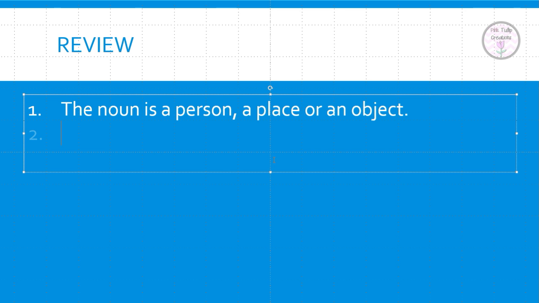And our next success criteria, or part of success criteria number 2, was that you can recognize the noun in a sentence. So that means that if I write a sentence, you can straight away tell me what the noun is. So let's just have a quick practice of that. I'm going to write a sentence, and I want you either to write down the noun or tell your partner what the noun is in that sentence.